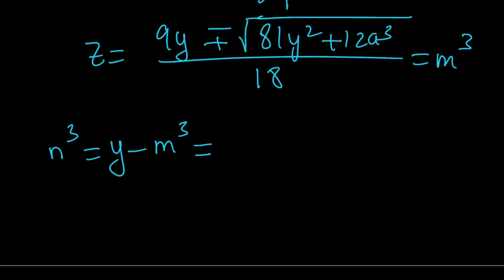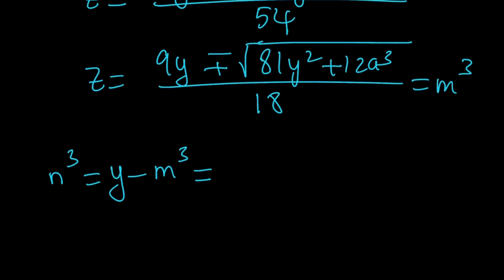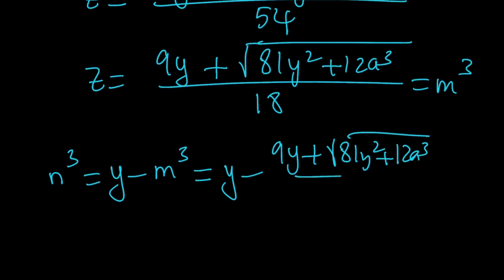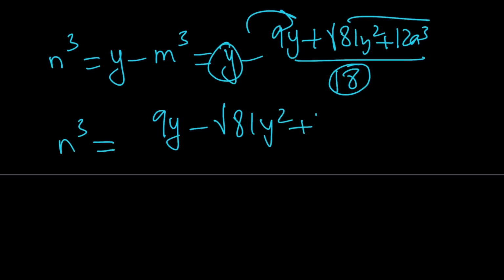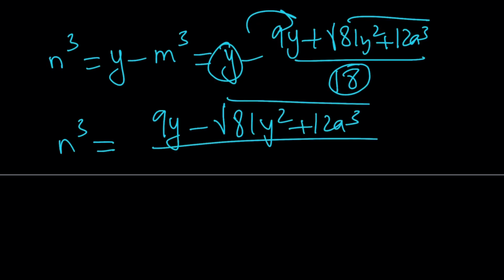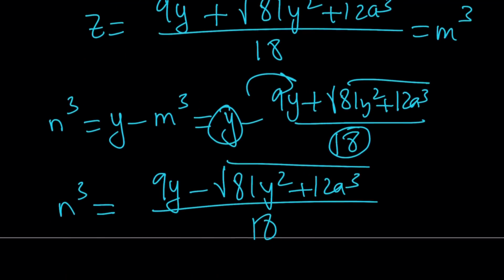It is going to be, oh, by the way, the one thing that I forgot to say, let's go ahead and go with the plus sign here because that's going to be confusing. So suppose m cubed takes the plus sign, then n cubed is going to take the minus sign. So it's going to look like this. Okay, I'll do it. So it's going to be y minus 9y plus square root of 81y squared plus 12a cubed all over 18. And 18y minus 9y is just going to give you 9y. So n cubed is going to be 9y minus the square root of 81y squared plus 12a cubed over 18. Awesome. So m cubed and n cubed are just going to be conjugates like that.